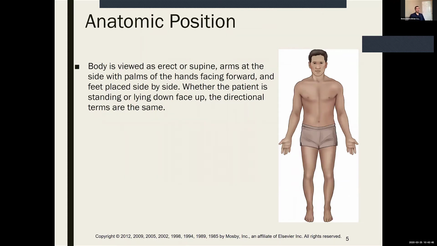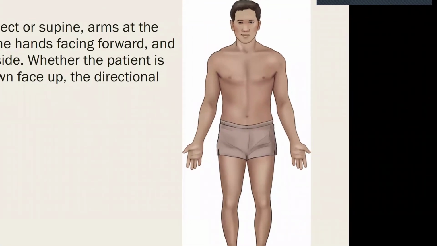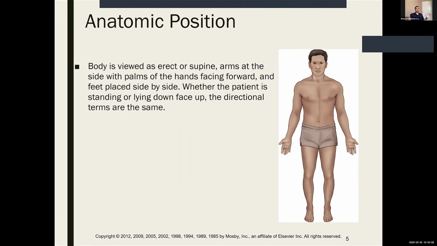So typical body position here, when we're talking about patients, you can see this man here has his palms facing out, and that's going to be typical. If you're wondering, okay, what does this patient look like? Whenever we're talking about medical terminology, the palms are always going to be facing out when we're referring to terminology, or hands facing forward, as it says here. Whether the patient is standing or lying down, face up, the directional terms are the same.